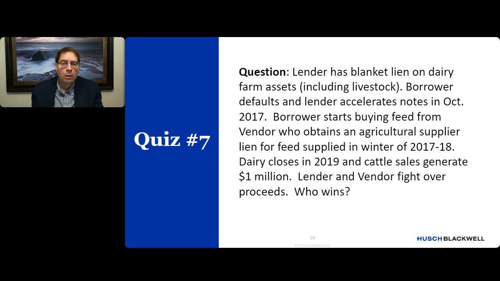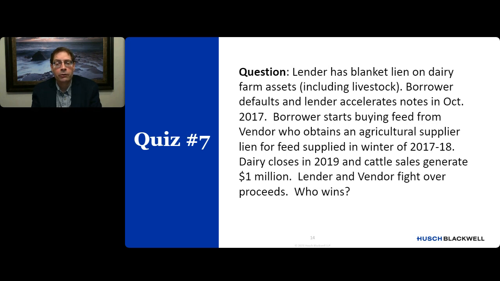case here is the lender had a blanket lien on farm assets, which included livestock. The borrower defaults, the lender accelerates the loan. All right, very common scenario. And this happens clear back in October of 2017. So the borrower has to keep the cattle alive, the dairy cows. So the borrower starts buying feed from a vendor who obtains an agricultural supplier lien for the feed for the 2017-2018 winter. Ultimately, despite all the efforts to work with the borrower, things just don't work out.